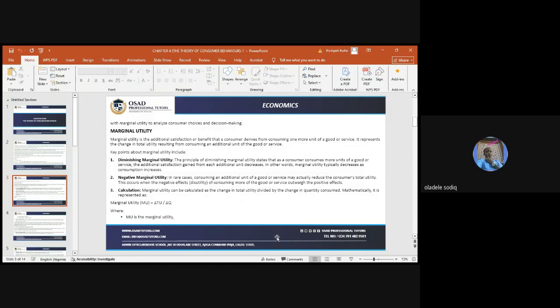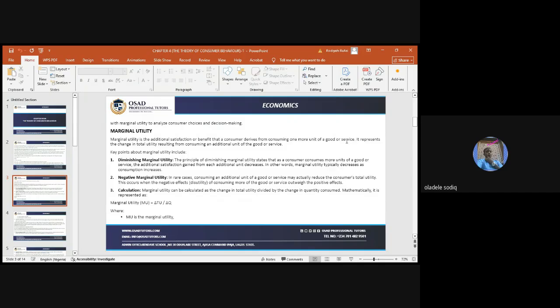Concept of marginal utility. So marginal utility is the additional satisfaction or benefit that a consumer derives from consuming one unit of a good or service. So when we talk about marginal utility, it is the extra.